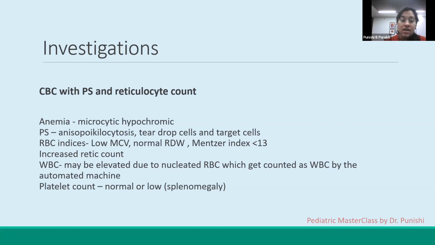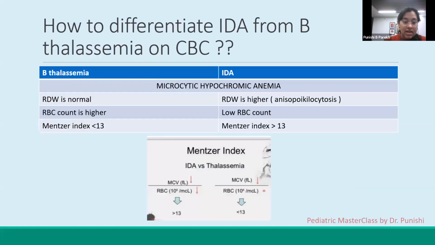Now, in thalassemia, your RDW will be normal, versus in iron deficiency, where your RDW will be elevated. And along with that, what is important is the Mentzer index. So, what is the Mentzer index? It's MCV upon RBC. So, in both these conditions, basically, the Mentzer index is used to differentiate beta thalassemia from iron deficiency anemia.